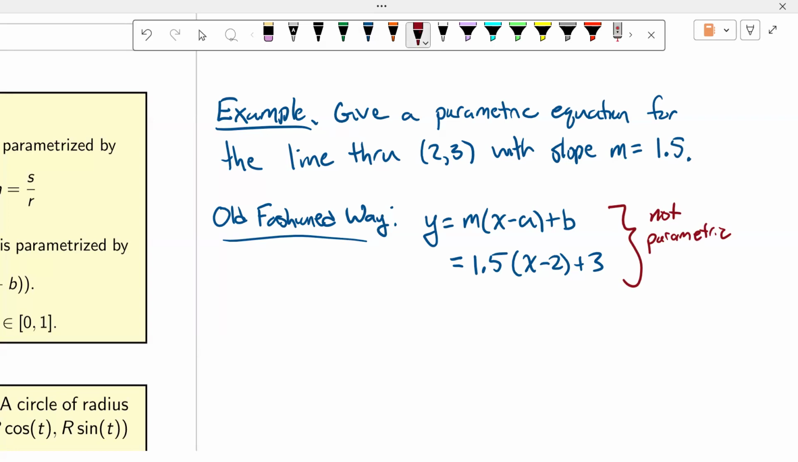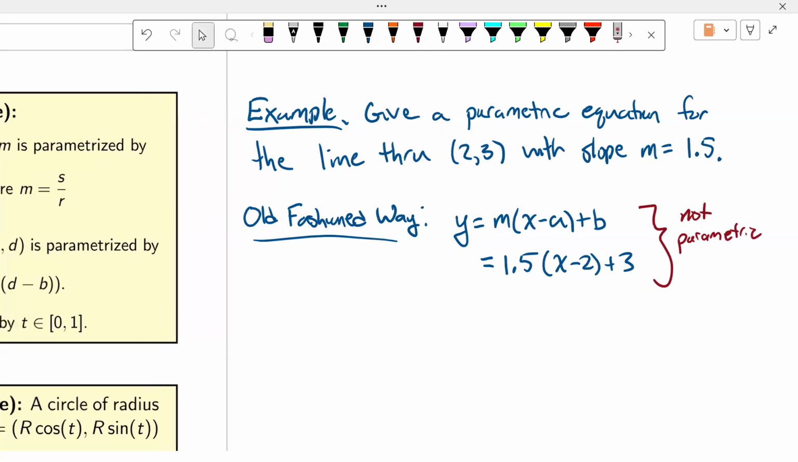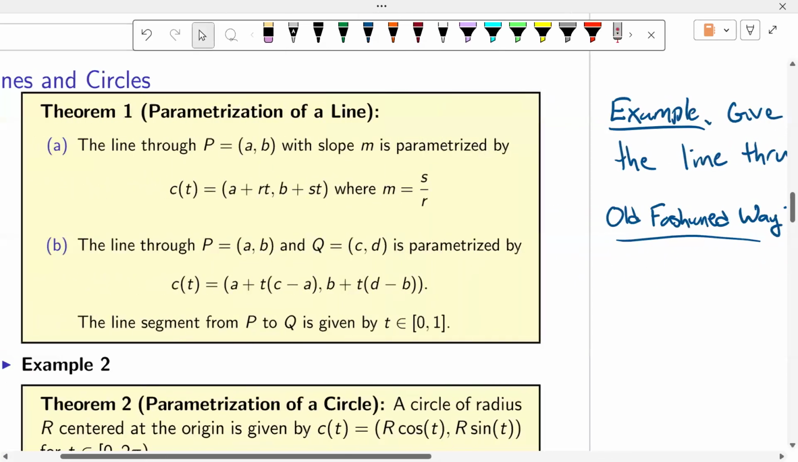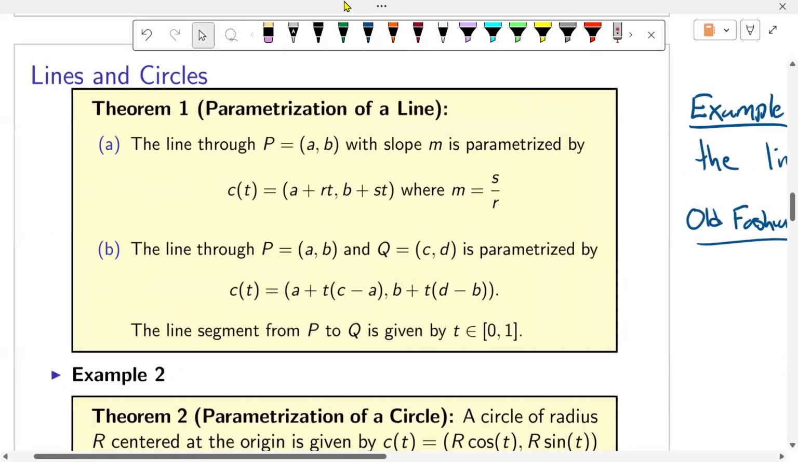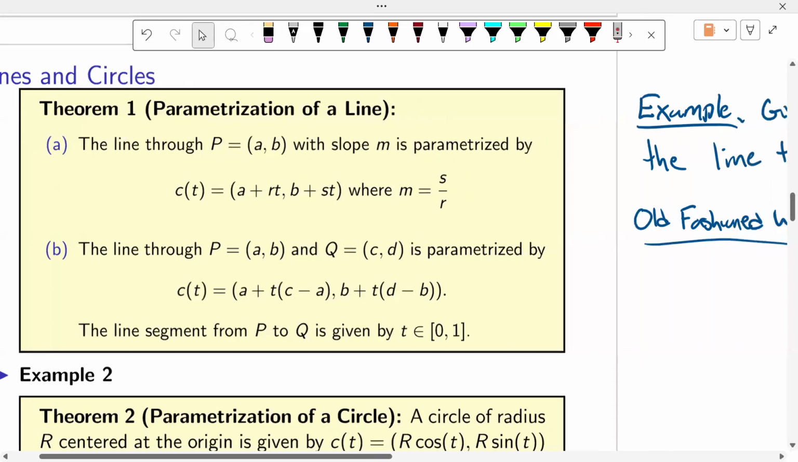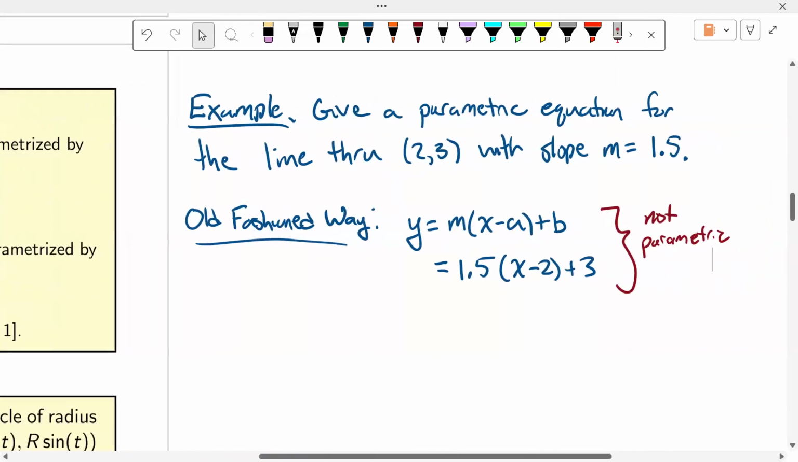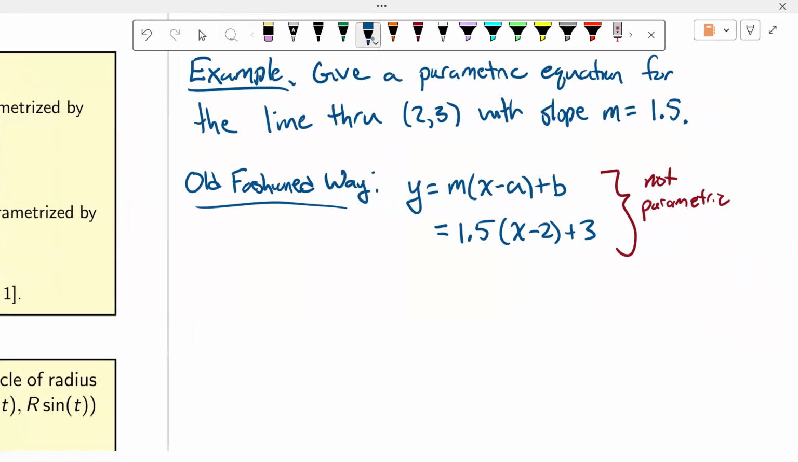So how do we get the parametric equation of a line? Well, let's take a look at our theorem here. We're going to look at part A. It says if you want the line through the point (a, b) with slope m, what you ought to do is write m as a fraction, s over r. So let's begin by doing that. How can I write m, my slope of 1.5, as a fraction?